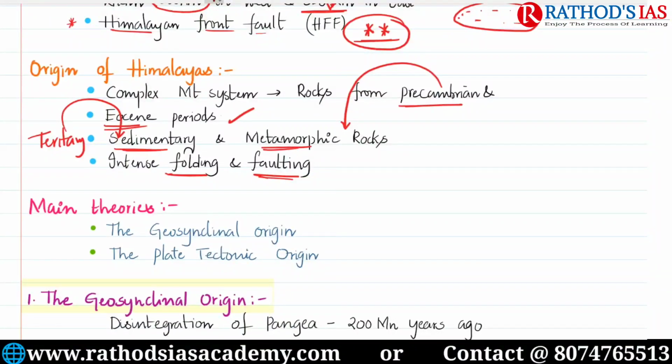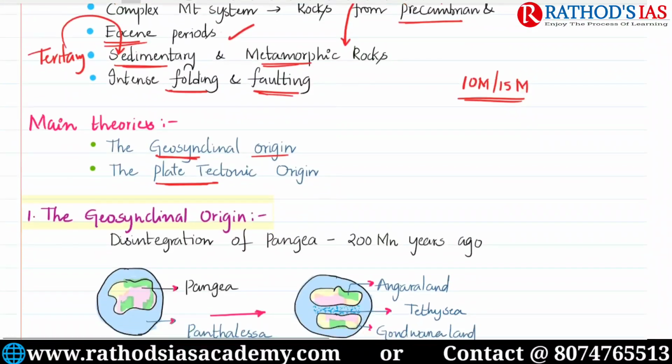If we are talking about the main theories of the origin of the Himalayas, we have mainly two theories. The first one is the geosynclinal theory of origin, and the next one is the plate tectonic origin. You can get a question like, write a note on the theories which explain the origin of the Himalayas. It will be a 10 marker or 15 marker question in your mains. There you have to write two theories: the geosynclinal theory and the plate tectonics theory.